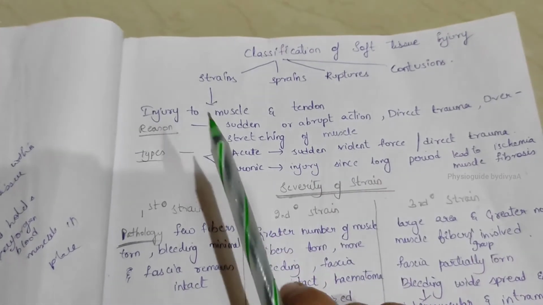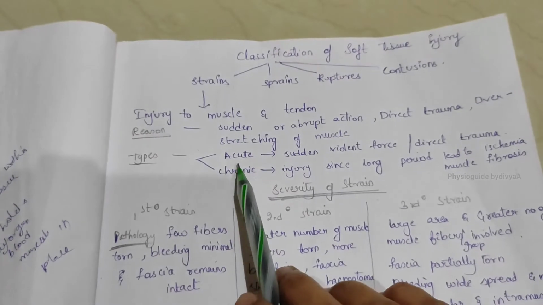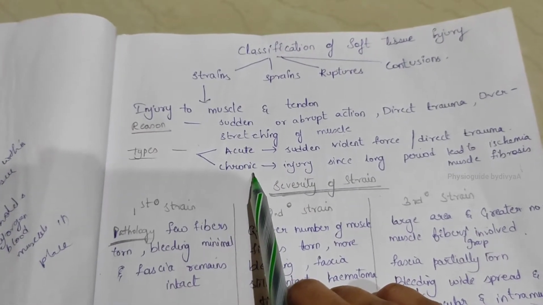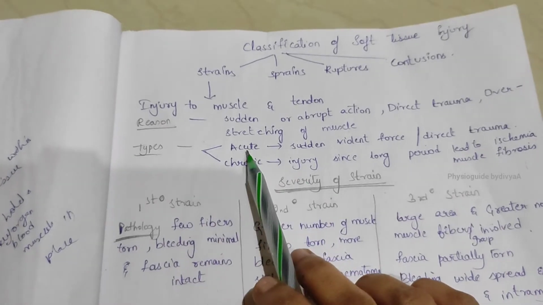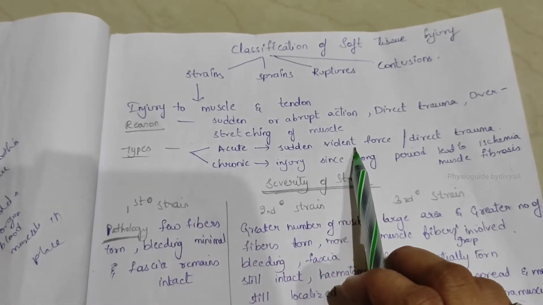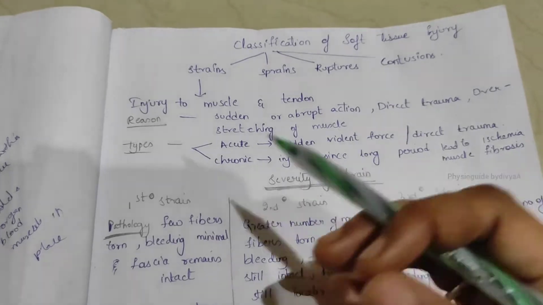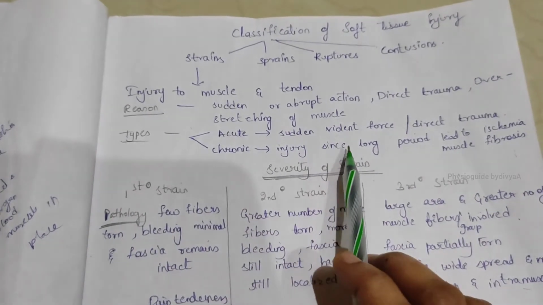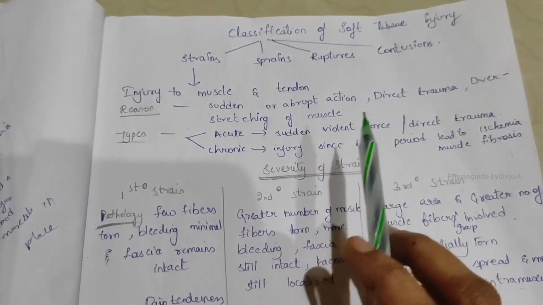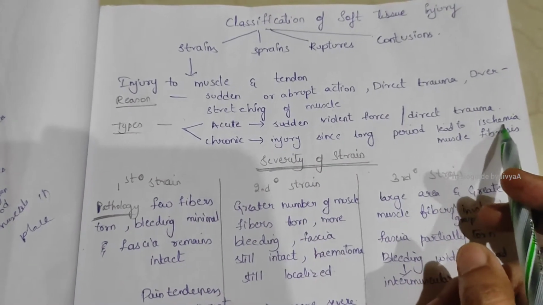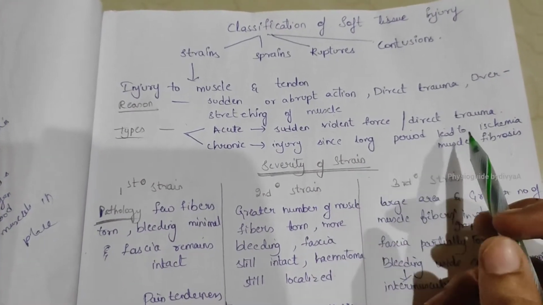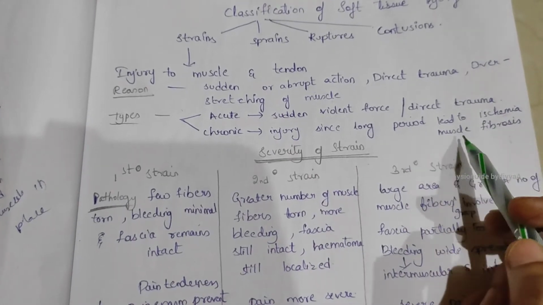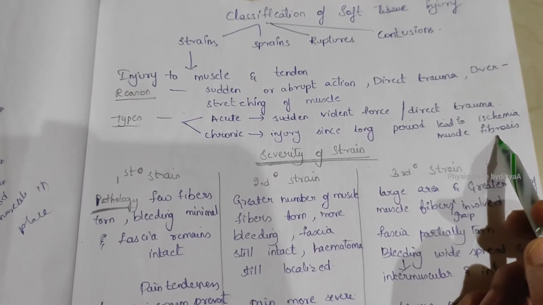Okay, and what are the types of strain? They are acute strain and chronic strain. Acute means a sudden violent force or direct hitting, direct trauma. Chronic means injury over a long period, leading to ischemia, meaning loss of blood supply. Due to that long period of lost blood supply, muscle fibrosis is also seen.